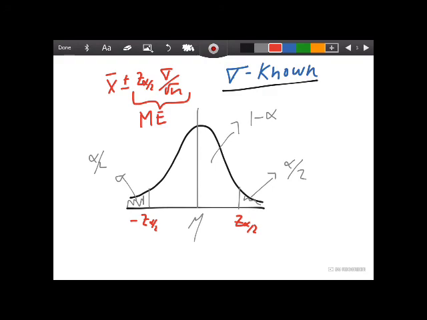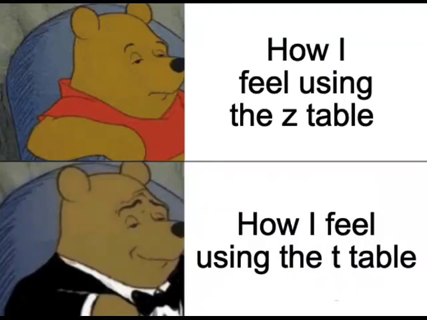So that's it. If you know sigma, then you use the regular normal distribution or the z-table. But when you don't know sigma, you're fancy, and then you use the t-table.